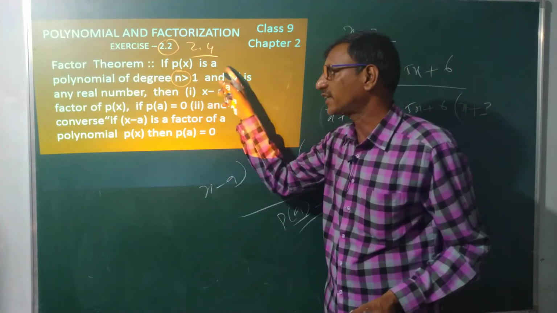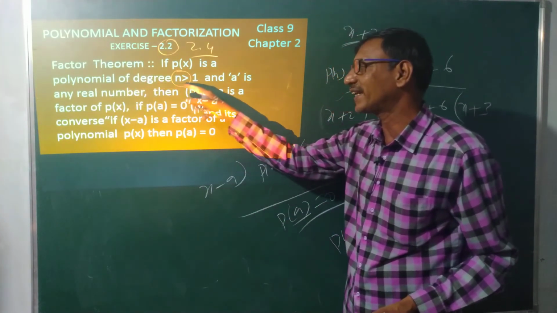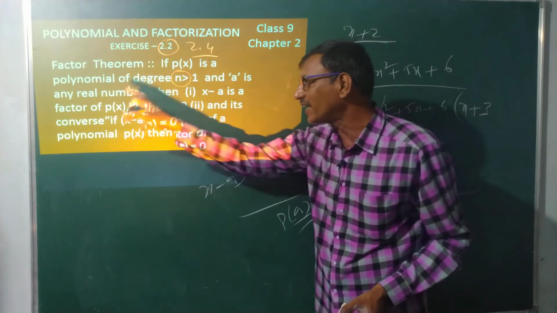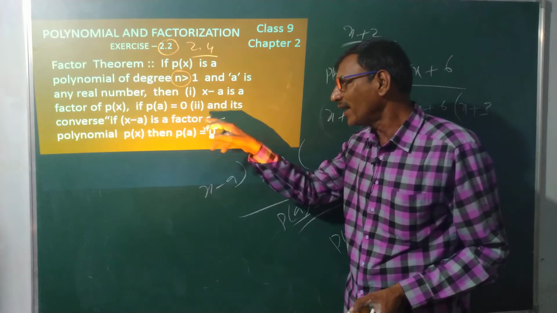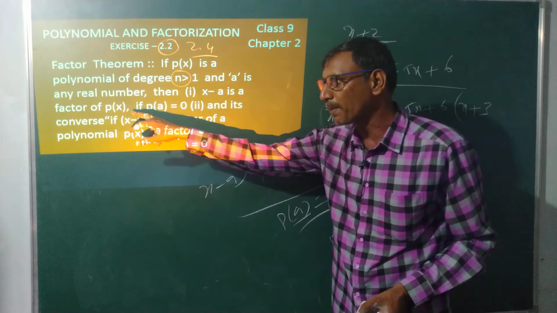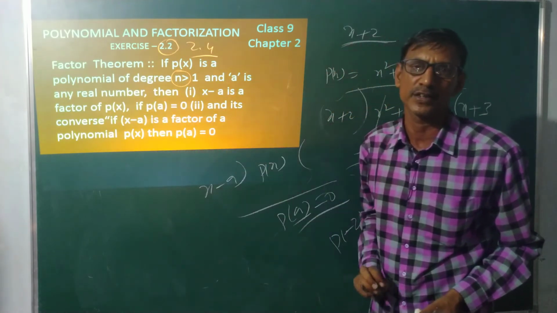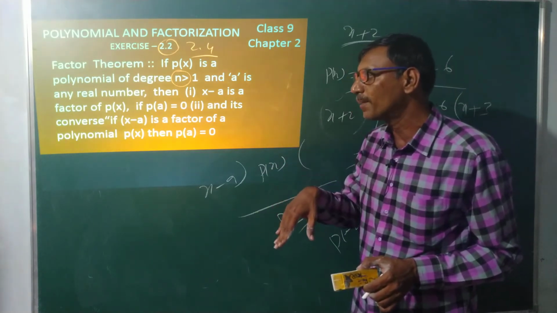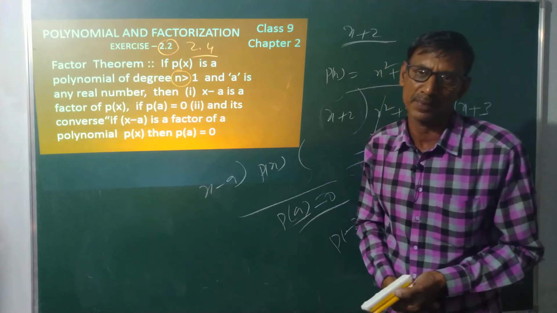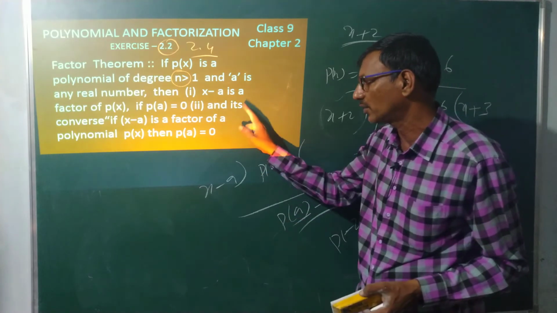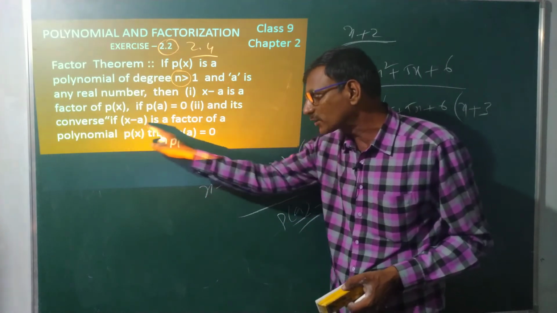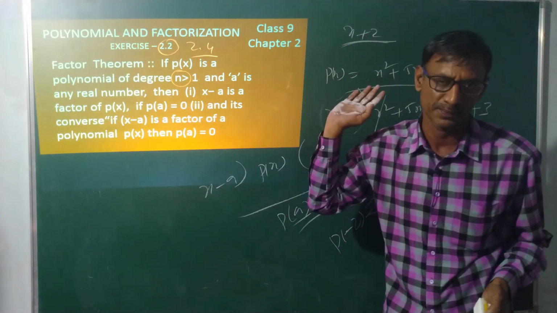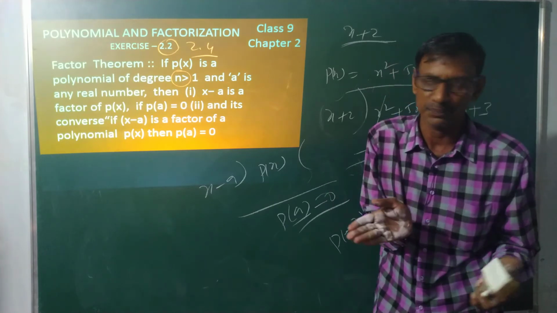If P of x is a polynomial of degree greater than or equal to 1 and A is any real number, then x minus A is a factor of P of x if P of A is equal to 0. Or we can say, if P of A is equal to 0, then x minus A is a factor of P of x. Here also, it is the converse: if x minus A is a factor of the polynomial P of x, then P of A is equal to 0.